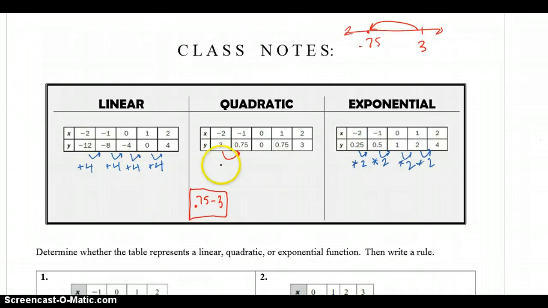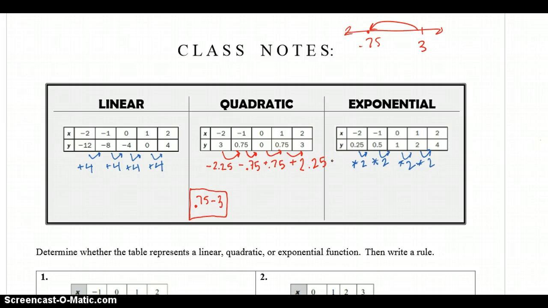What about from 0.75 to 0? Do we go up 2.25? No. But how do we get from 0.75 to 0? Are we adding or subtracting? We're subtracting. We're going from right to left, going backwards. And we have to subtract just 0.75 to get to 0. What about to get from 0 to 0.75? Now we're adding 0.75. What about from 0.75 to 3? Now we're adding 2.25.